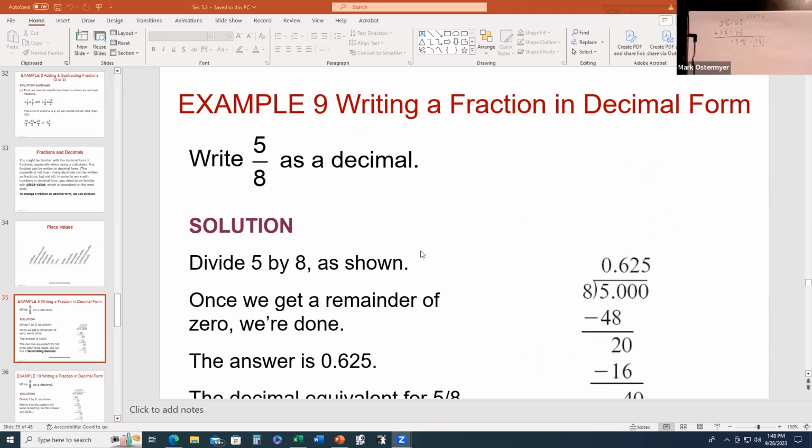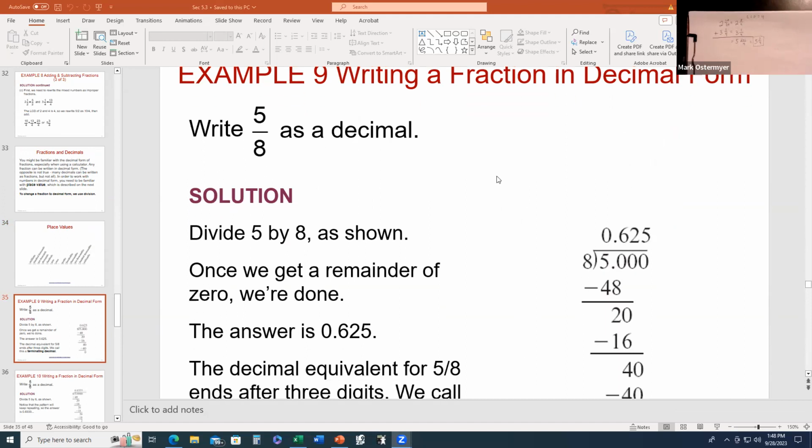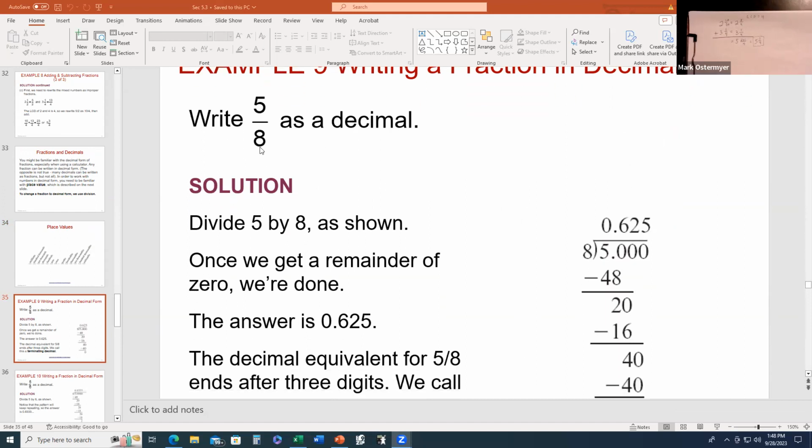All right, ladies and gentlemen, we're going to show you how to write 5/8 as an equivalent decimal. How do you think we're going to do it? Well, we're literally going to divide the denominator into the numerator. This fraction bar means division. So how many times does 8 divide into 5? Well, it doesn't. It divides in 0 times.